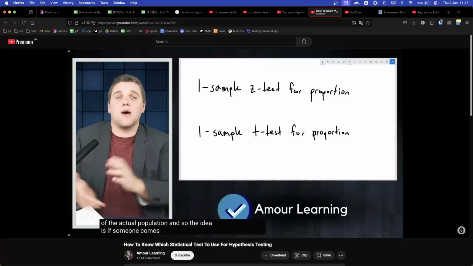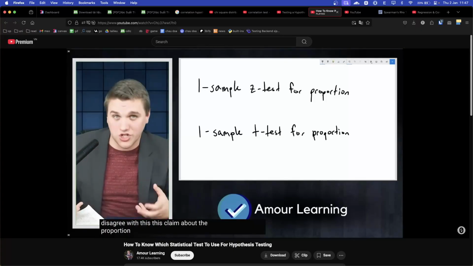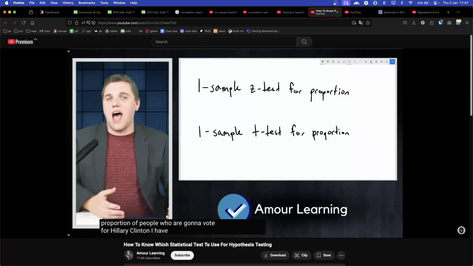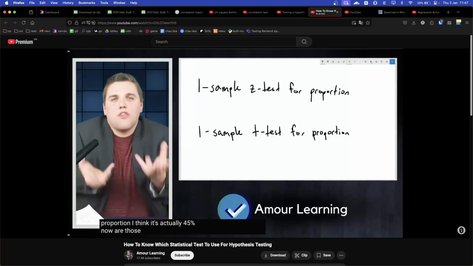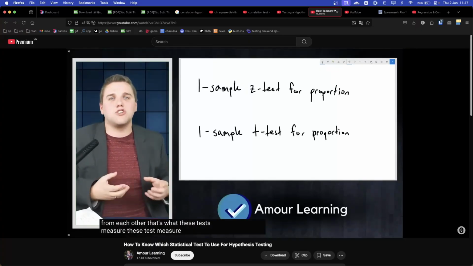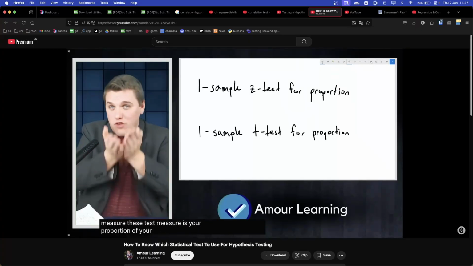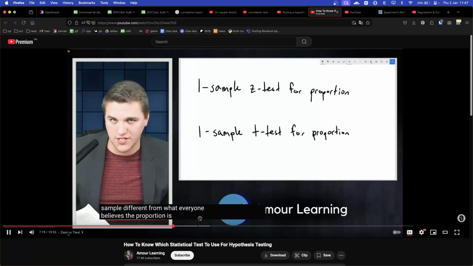And so the idea is if someone comes out and says, no, I disagree with this claim about the proportion of people who are going to vote for Hillary Clinton. I have a different proportion. I think it's actually 45%. Now, are those two proportions different from each other? That's what these tests measure. These tests measure is your proportion of your sample, your one sample, different from what everyone believes the proportion is.